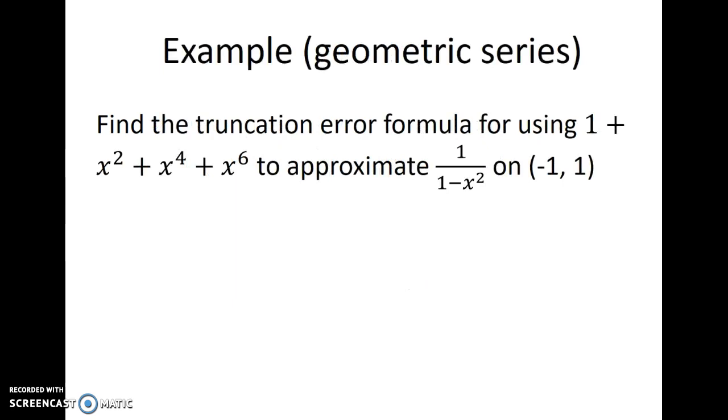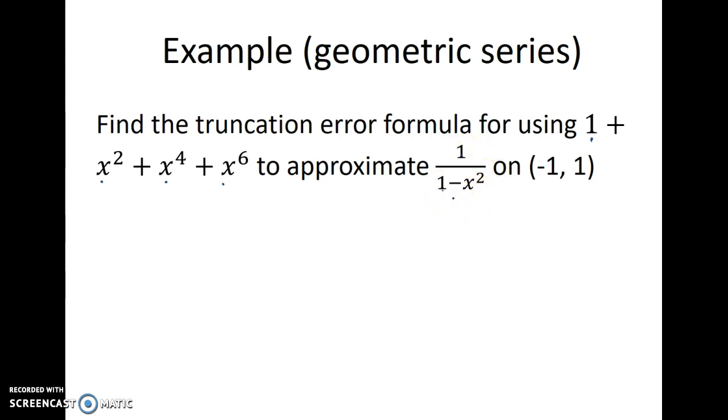The other thing you need to learn today is how to deal with an error formula for a geometric series. So we're going to kind of think the same way. This is a geometric series because we're starting with a equals 1, and each time we're multiplying by x squared. So that means that our function is a over 1 minus r.